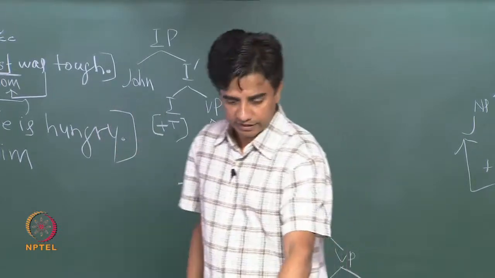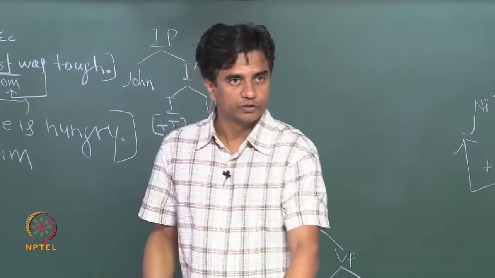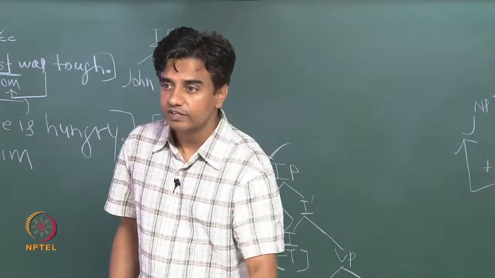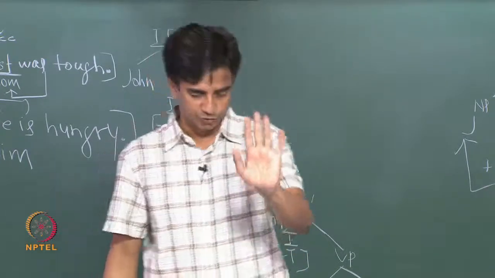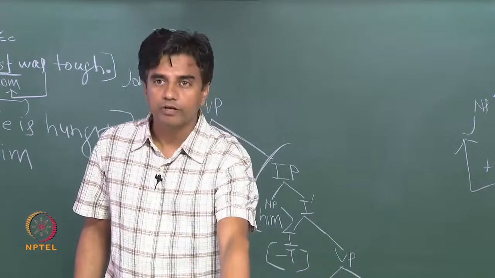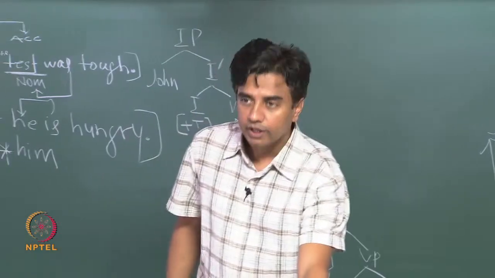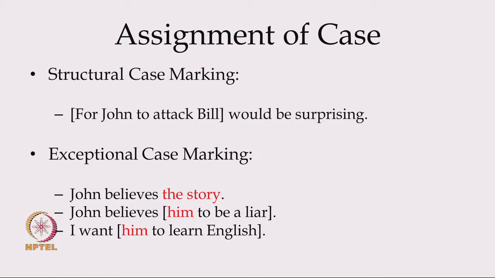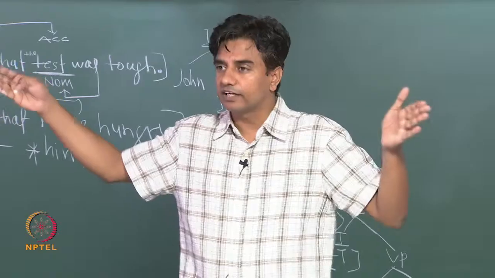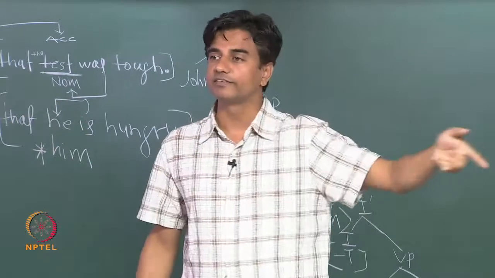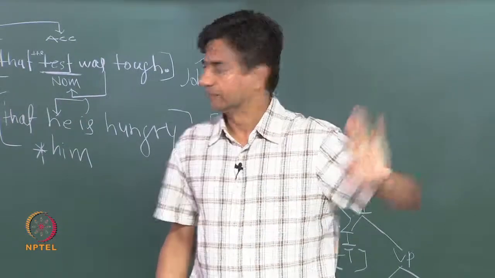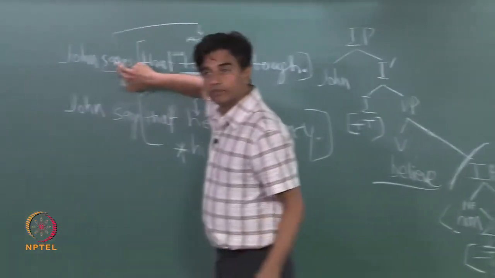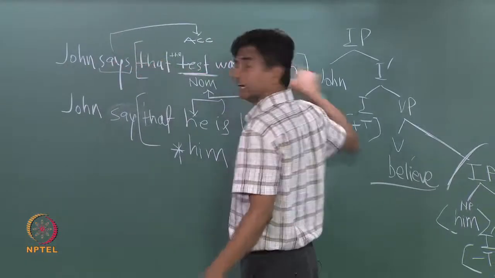Now, very quickly, we are running out of time. Just give me two minutes. NP John, okay. So the finiteness of the large clause assigns nominative case to its subject. Done. Just like this verb assigns accusative case to the entire clause.